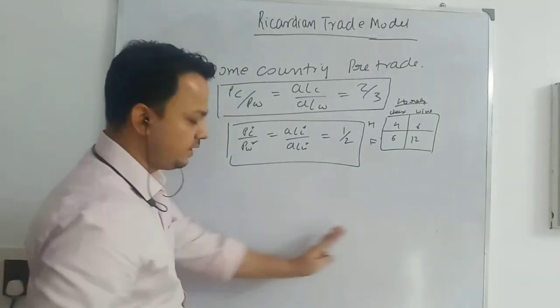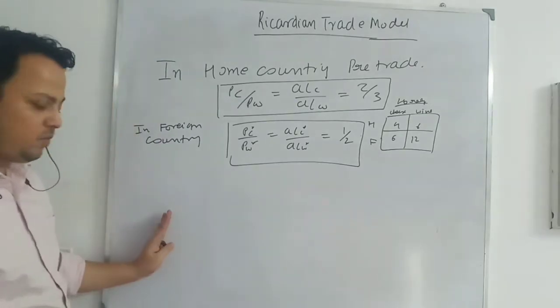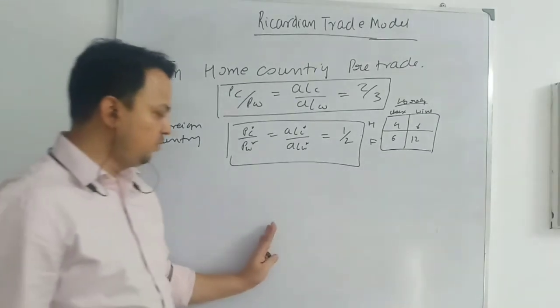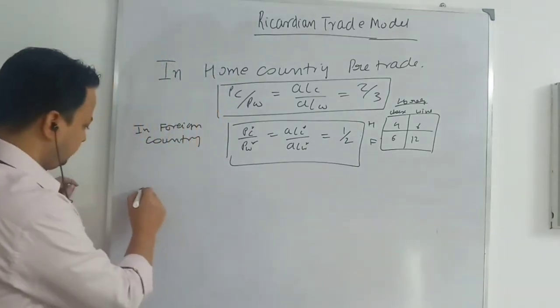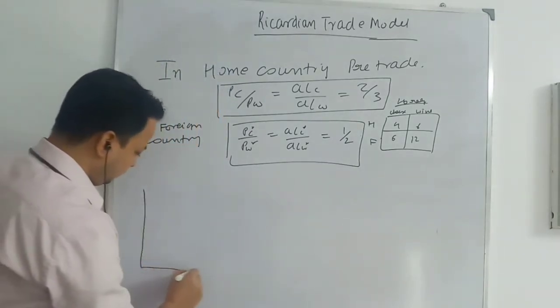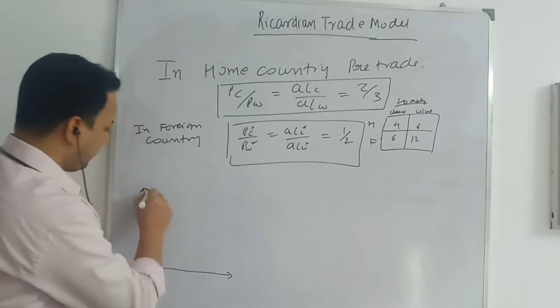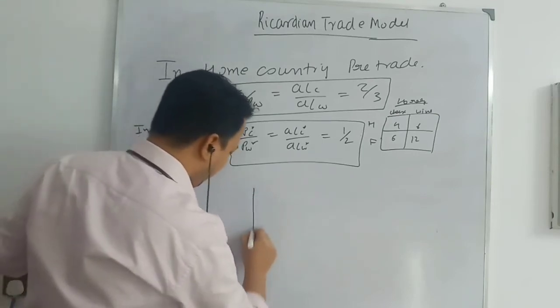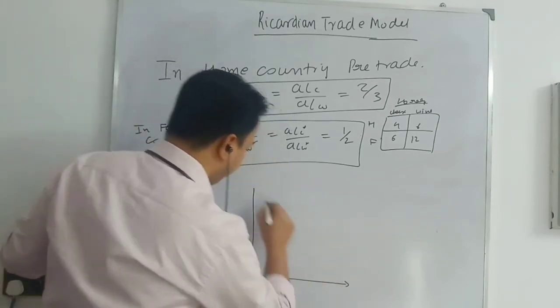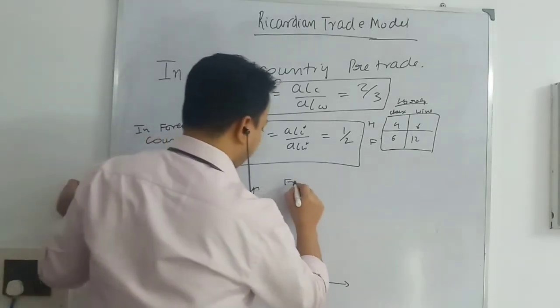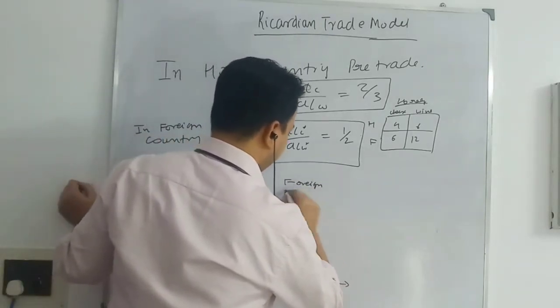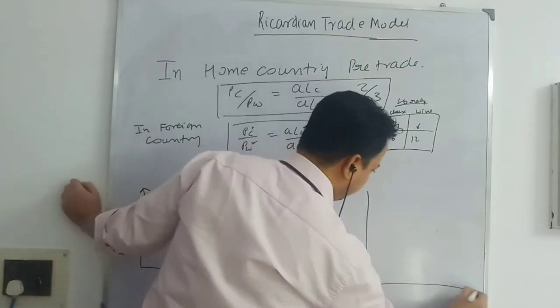We will be drawing three graphs together. First will be for the home country, second will be for the foreign country, third will be for world production. This I am drawing for the home country, this for the foreign country, and this will be world production.